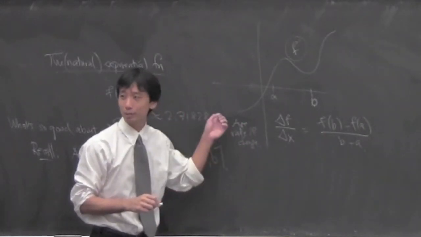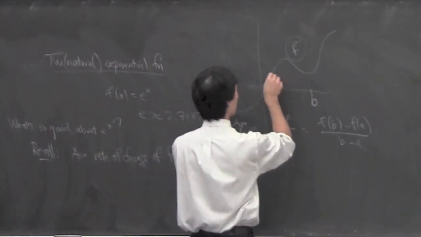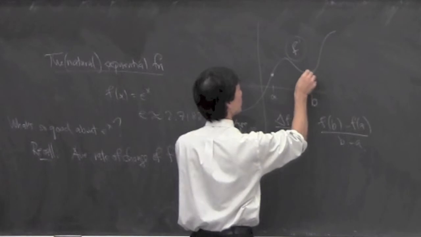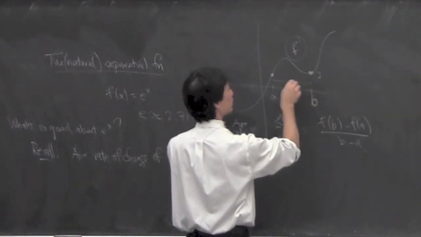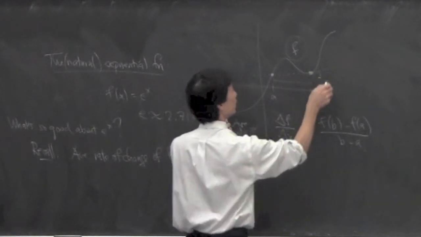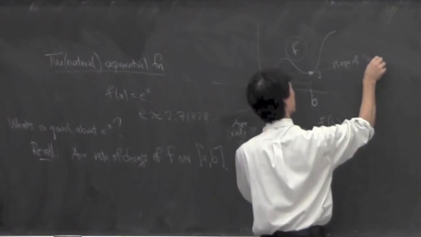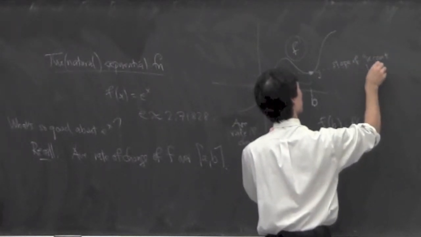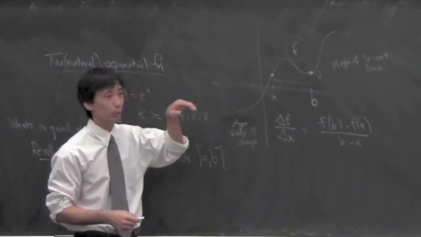Everyone remember that? Okay, and graphically, it looks like this, right? The change in y over the change in x. And geometrically, it is the slope of the so-called secant line, the slope of the secant line through those 2 points.